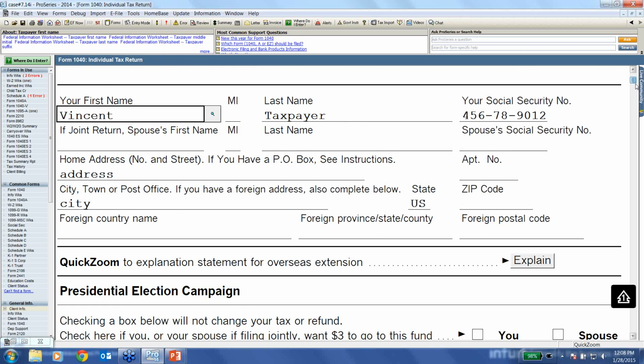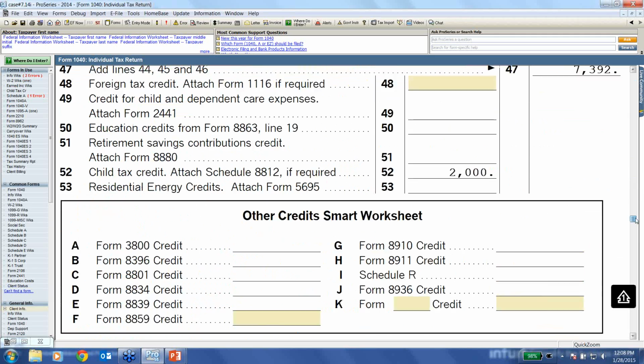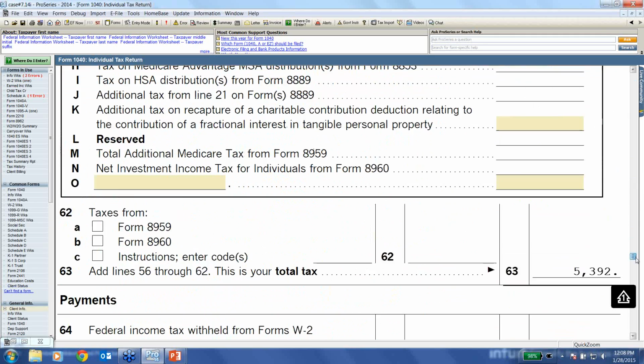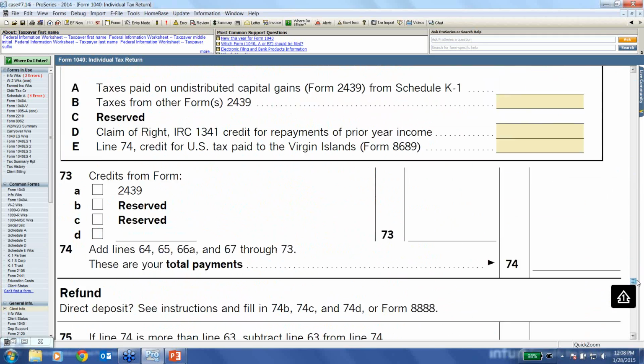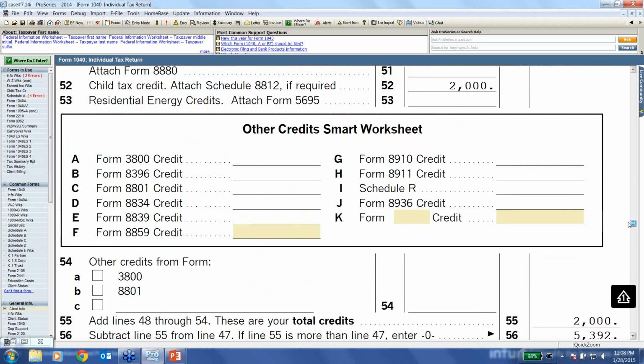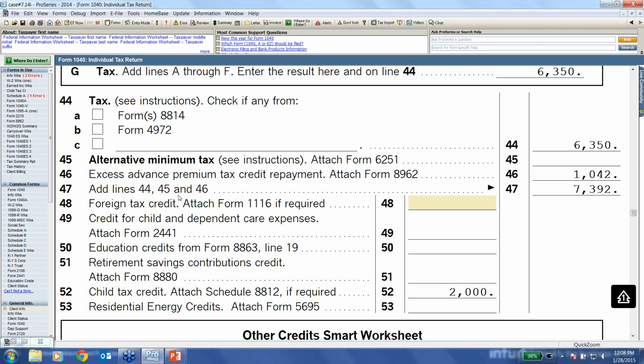Go to the 1040, top of page 2. There it is, excess advance premium tax credit repayment, 1,042.